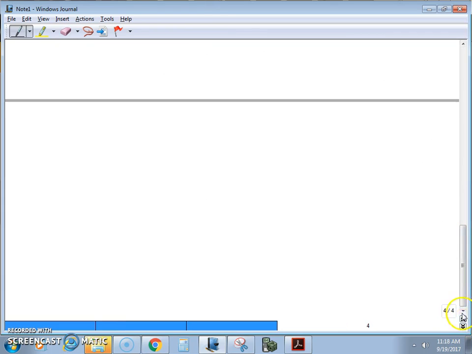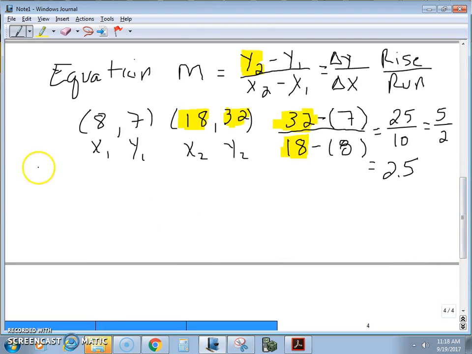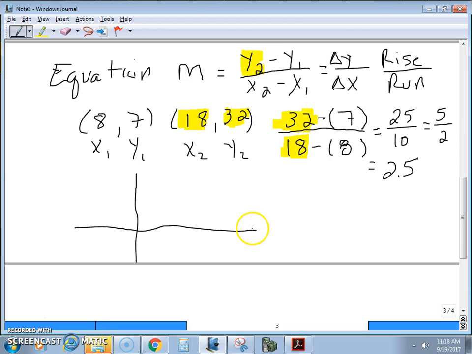Now, what does that look like? Don't yell at me, I'll put it right back. What does that look like in a graph? What that looks like in a graph is, sorry for the wiggling line, if we have this is 8 and this is 7, and then this is 18 and this is 32 way up here. So we have these 2 points.